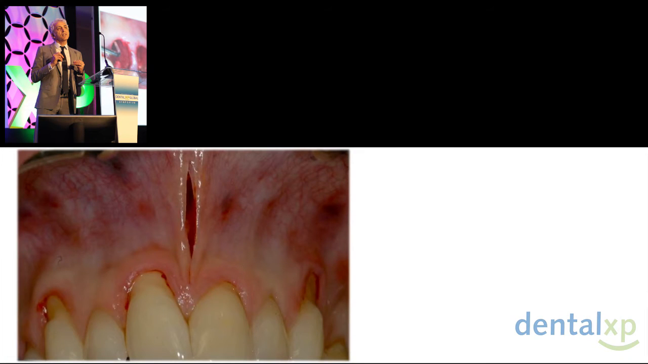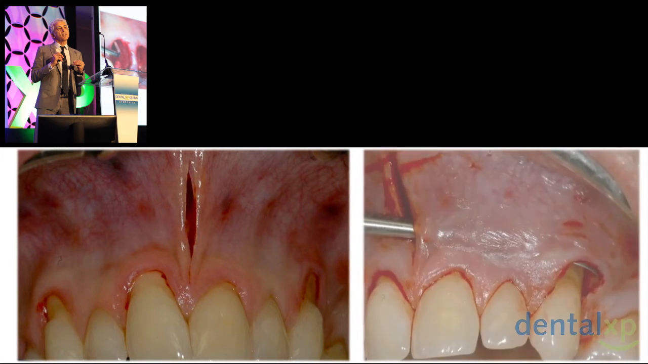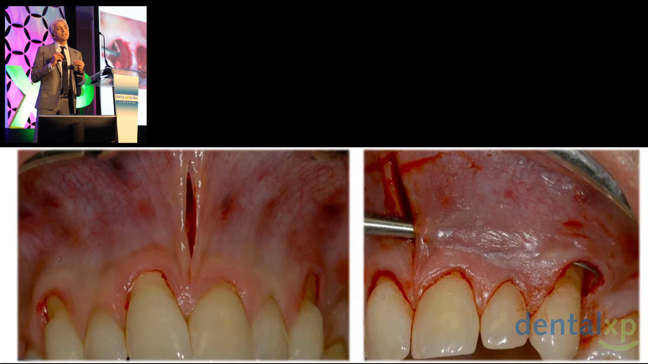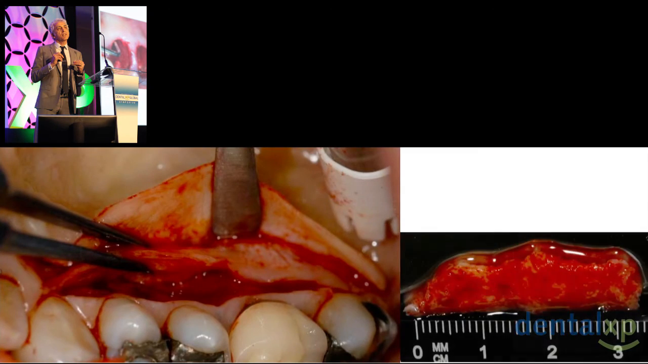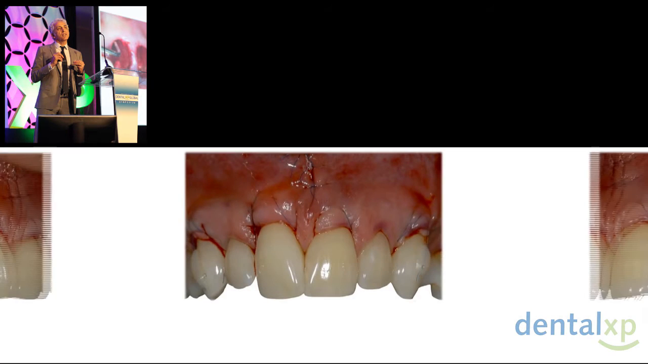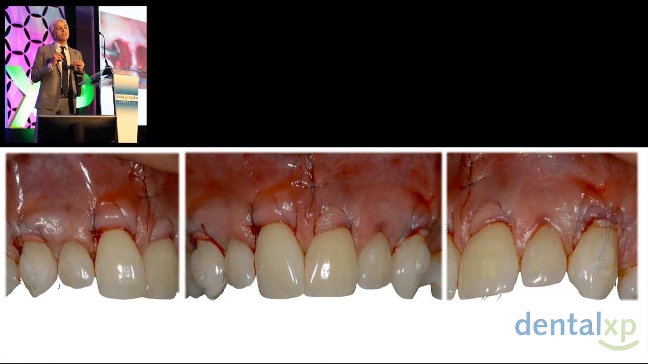So vestibular incision is made. Generally in the maxillary anterior, we make our incision right in the maxillary frenum. And then subperiosteal tunneling is created. At the time, I didn't have any specialized instruments, so I was using sinus instrument at the time. Since then, we have designed some instruments that facilitate the procedure. And then a connective tissue graft was harvested, and the connective tissue graft was placed in the subperiosteal area.